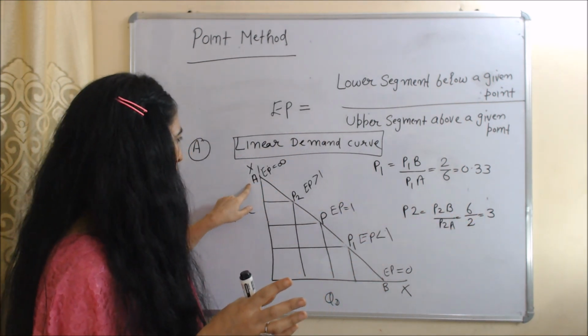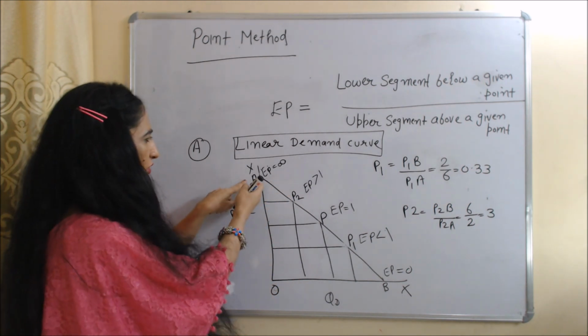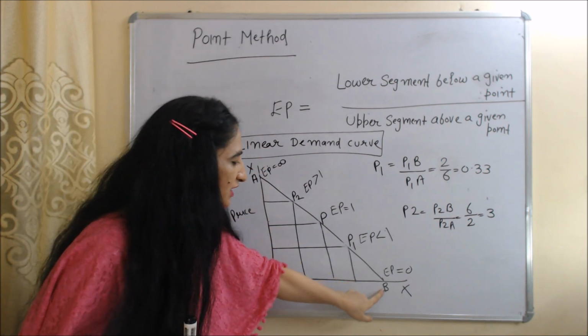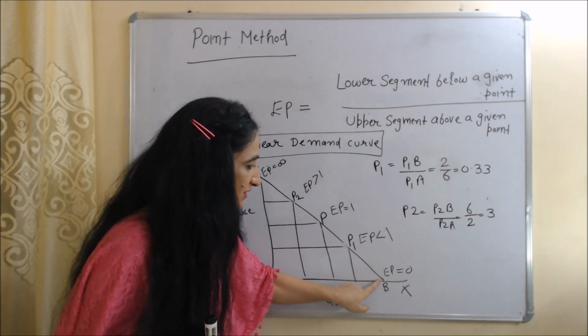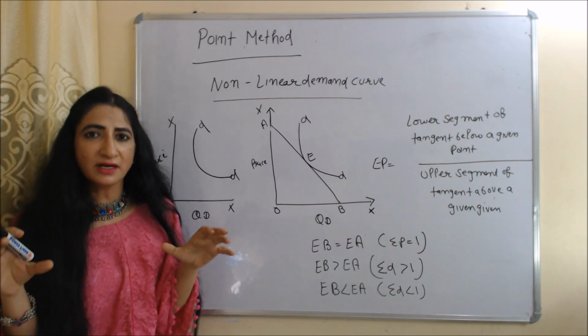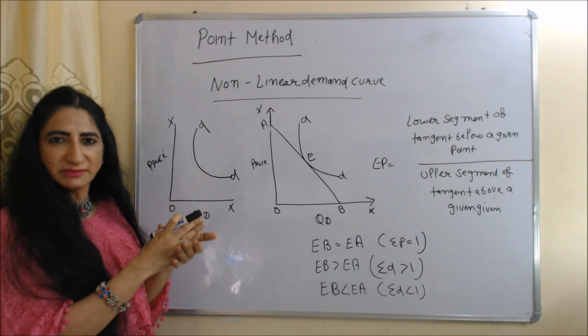At this A point, price elasticity of demand will be infinite because there is no upper segmentation above this A point. At this B point, price elasticity of demand is equal to 0 because there is no lower segmentation below this B point. Now we will see how to measure price elasticity of demand when we have a non-linear demand curve.